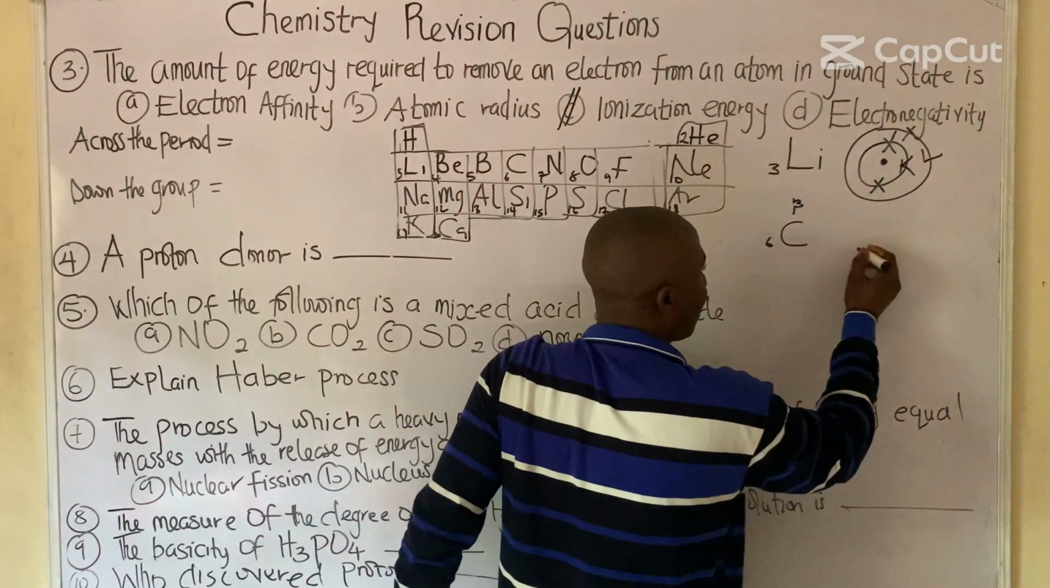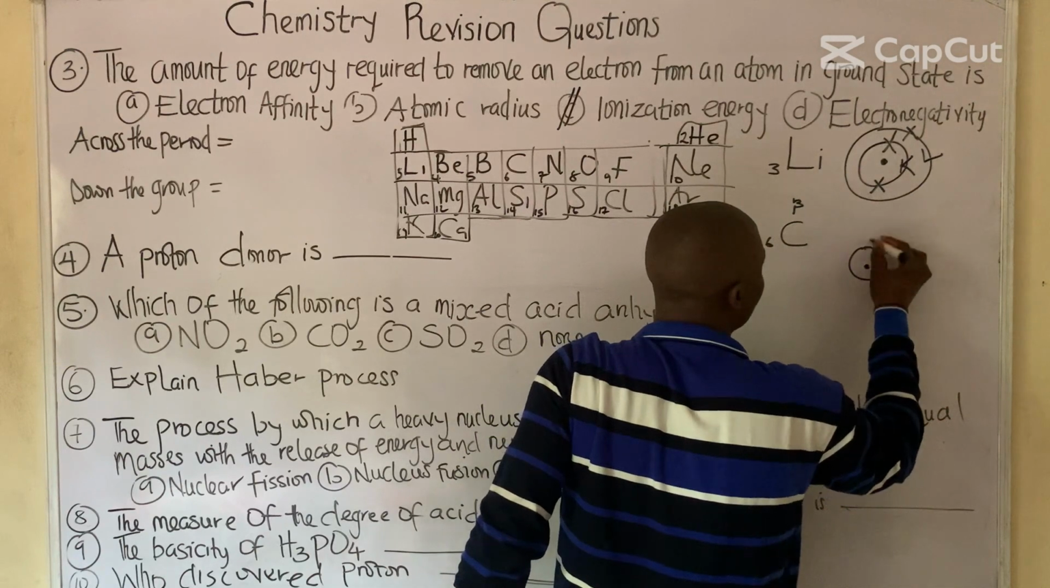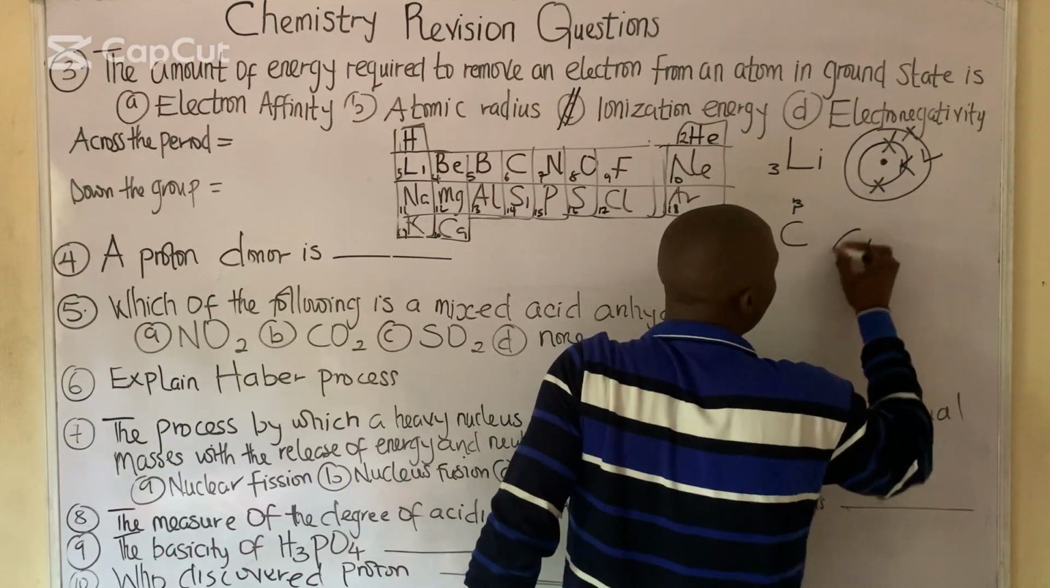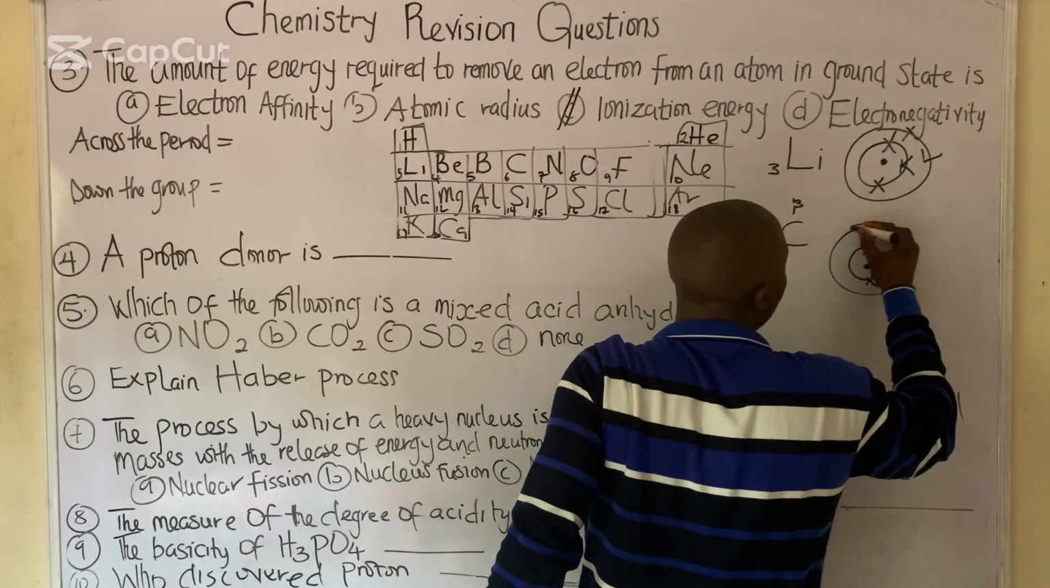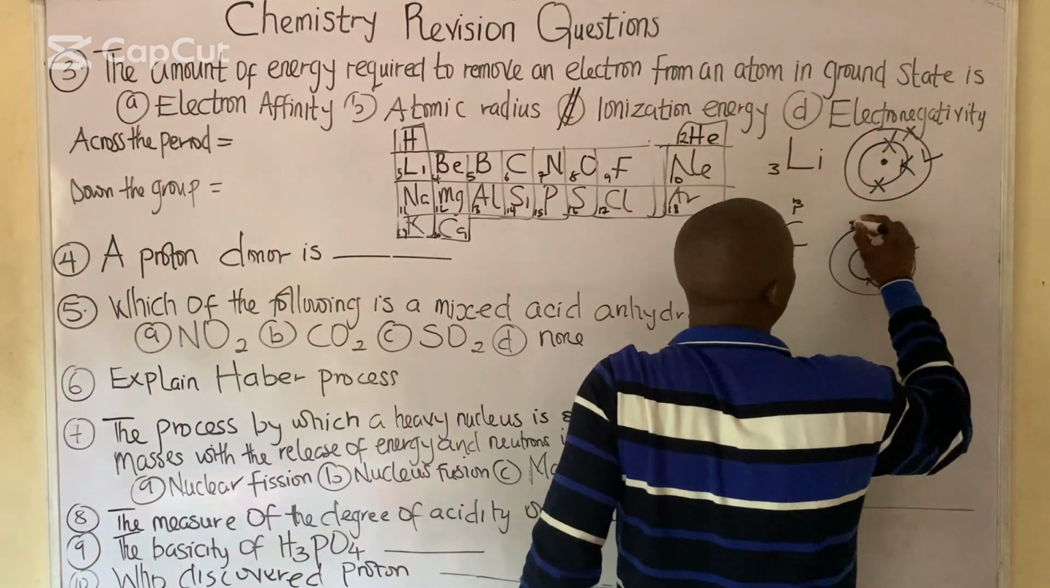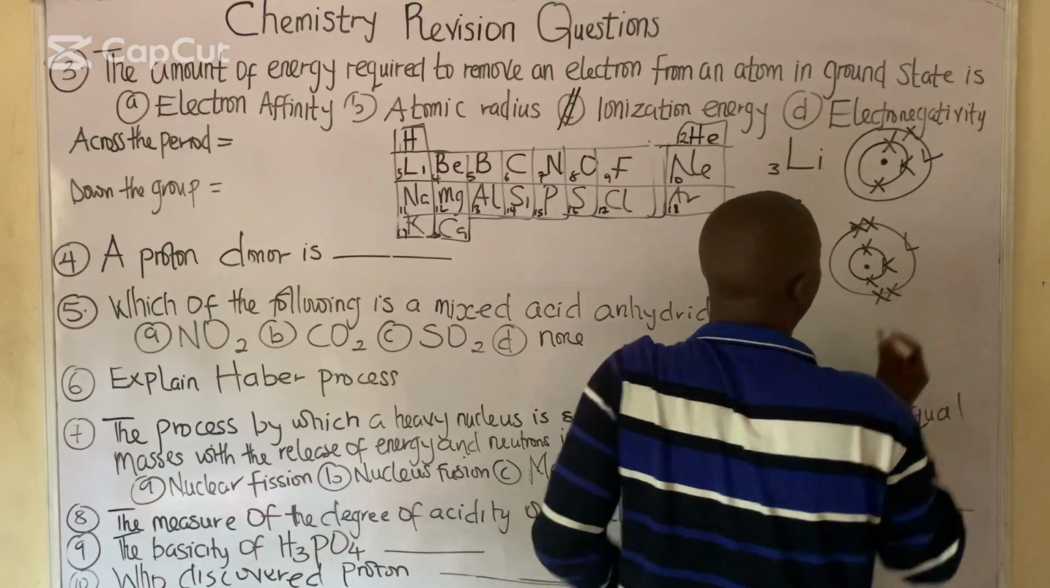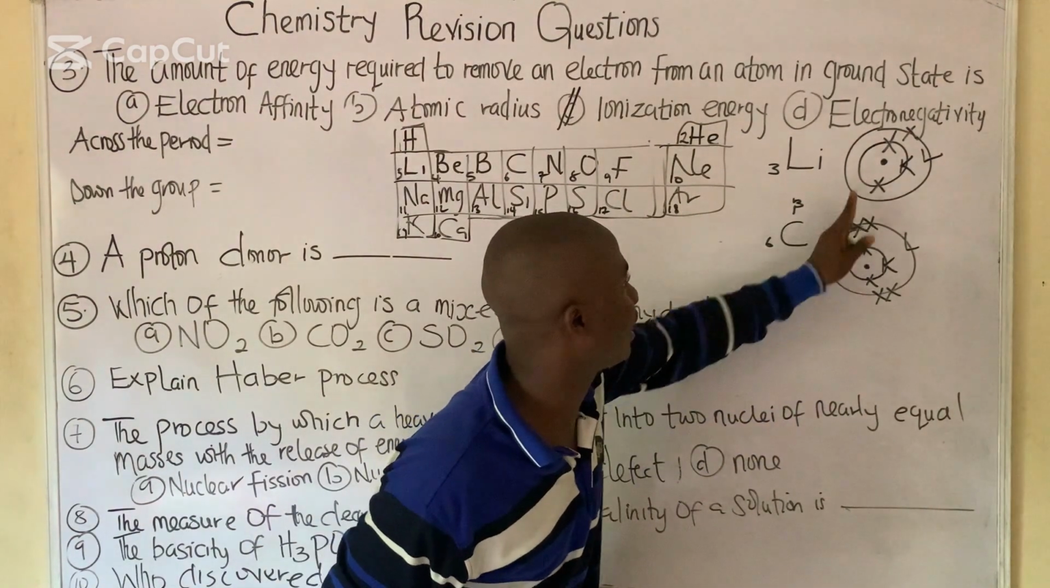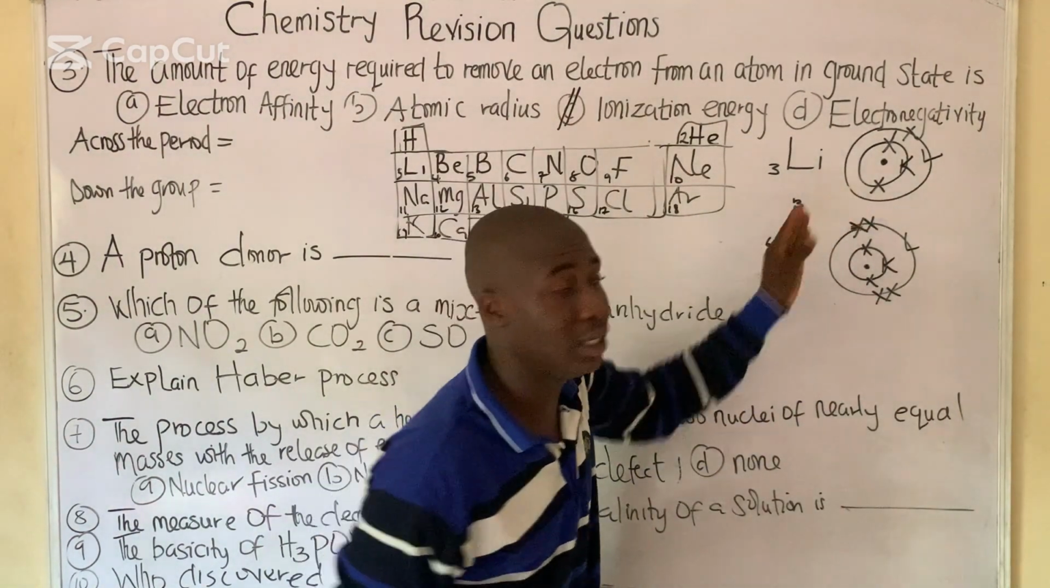So now let's talk about carbon. Center structure nucleus. The first shell should contain 2 electrons. This is the L shell now, and we're working towards 6. So what number should I write next? 4 electrons. Okay, let's draw 1, 2, 3, 4. So it's 4 for carbon, and this is for lithium.